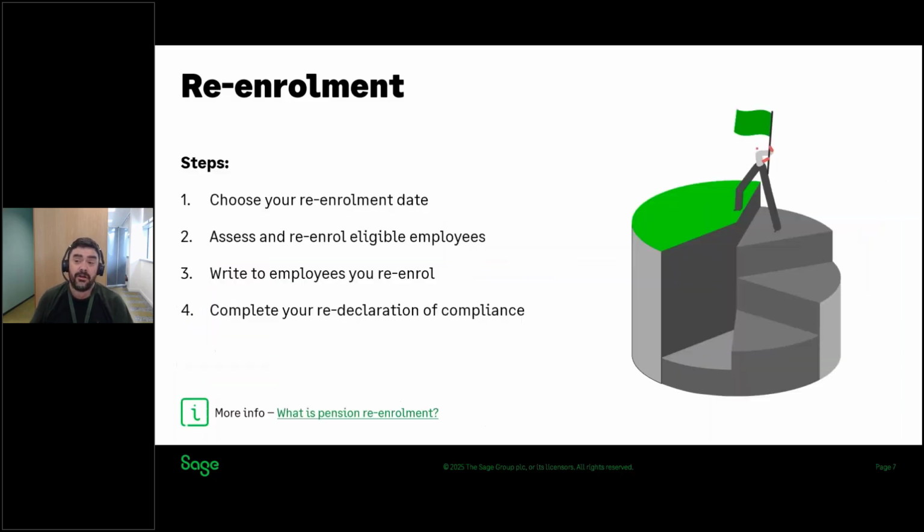So let's now take a look at the steps involved in re-enrolment. The first one is to choose your re-enrolment date within that 6-month window. The second step is to assess your employees and then re-enroll any eligible employees who previously opted out or left your pension scheme. The third step is to write to those employees to explain what's happened and that they're being re-enrolled. And then the fourth step is to complete your re-declaration of compliance.